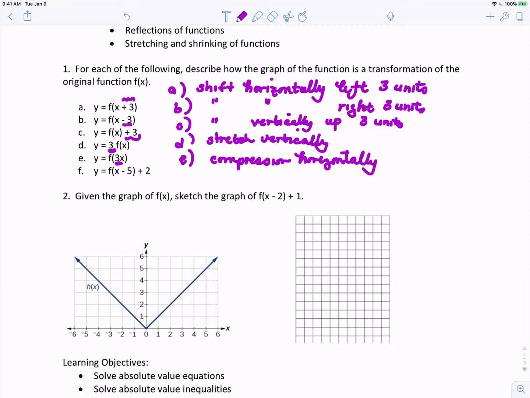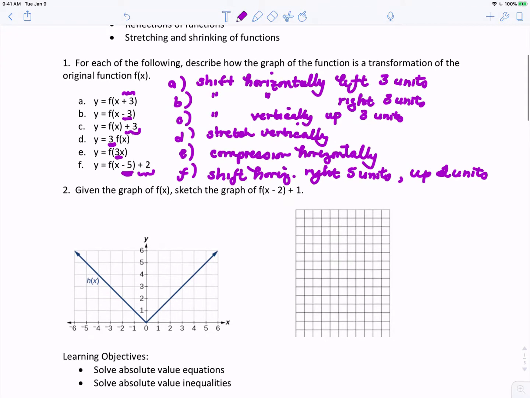And finally, the last one has 2 moves. We're subtracting from the input, so that's going to shift it horizontally. Because we're subtracting, we're going to be shifting it to the right 5 units. And then, because we're adding 2 to the output, then we're going to be shifting it up 2 units. So that's a summary of function transformations.